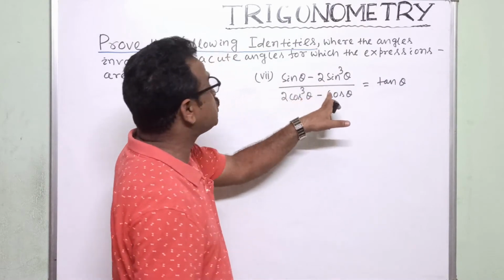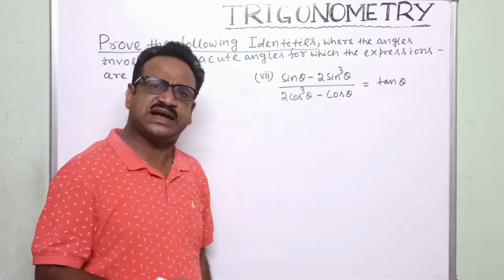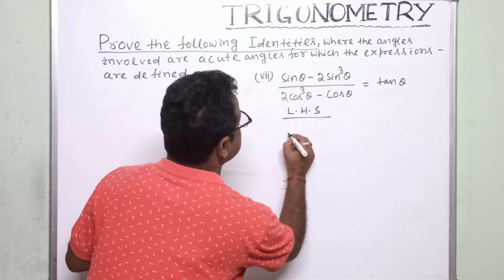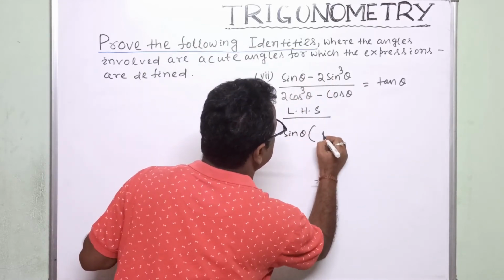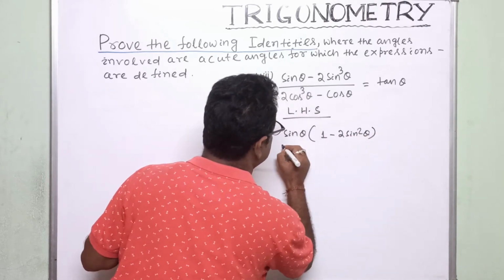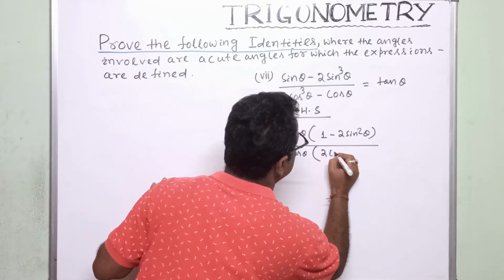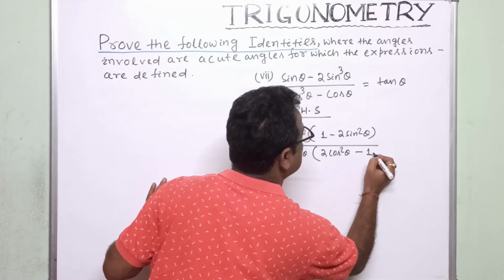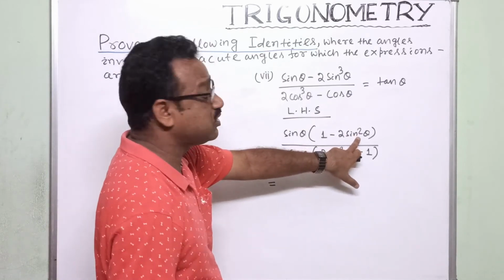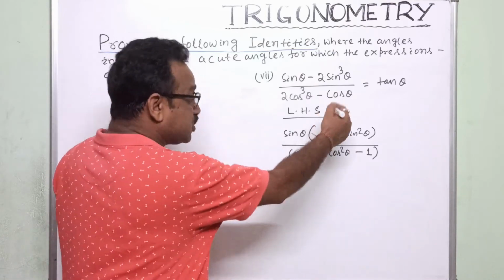Sin theta minus 2 sin cube theta, whole divided by 2 cos cube theta minus cos theta, is equal to tan theta. Here take LHS. We have to prove RHS. So sin theta taken common, 1 minus 2 sin square theta, whole divided by cos theta taken common, 2 cos square theta minus 1. That is equal to sin theta by cos theta. So sin square theta will be expressed in terms of cos square theta, or cos square theta will be expressed in terms of sin square theta, to cancel it.